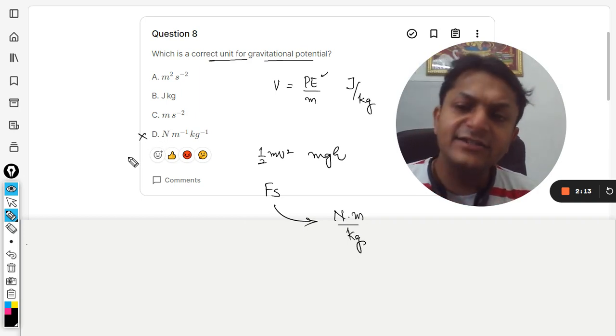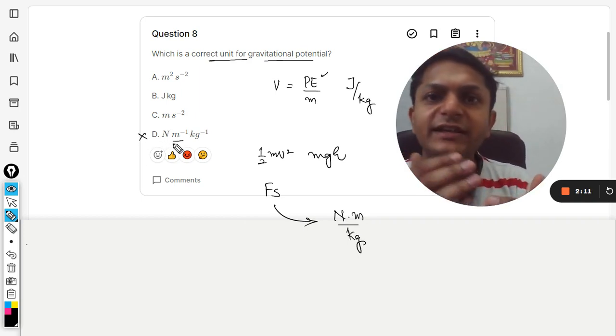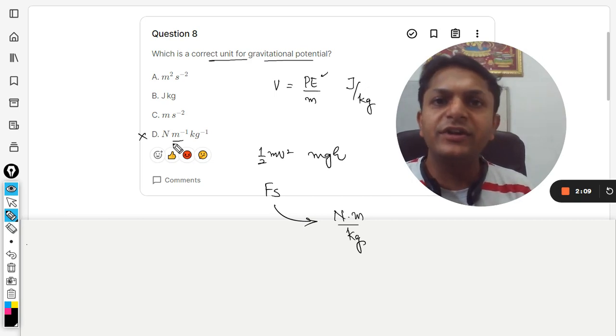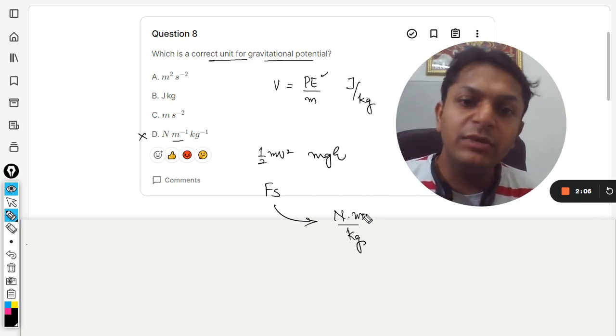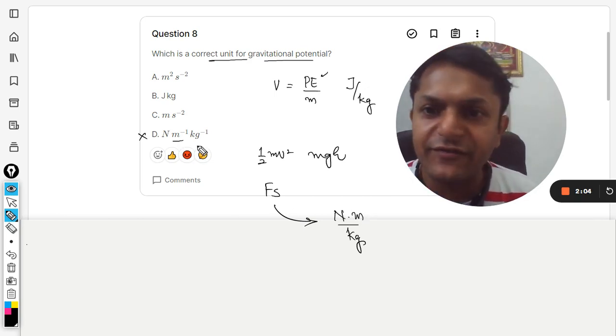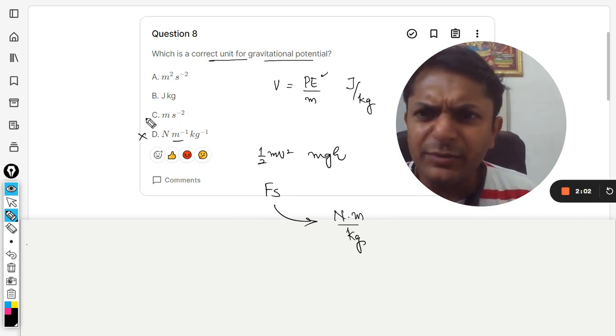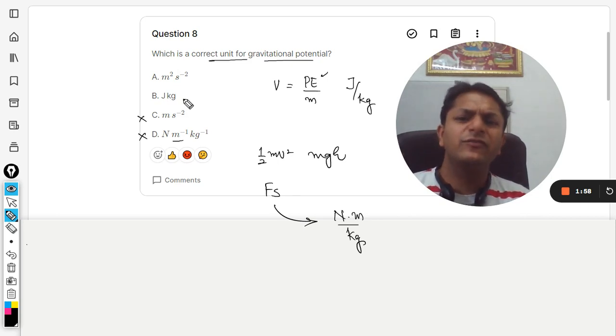So clearly D is not our answer because meter is taken in the denominator here, meter raised to the power -1, but here meter is raised to power +1. So D is definitely wrong. Meter per second square is also wrong, by the way. Joule per kg doesn't make any sense, and A we have to see.